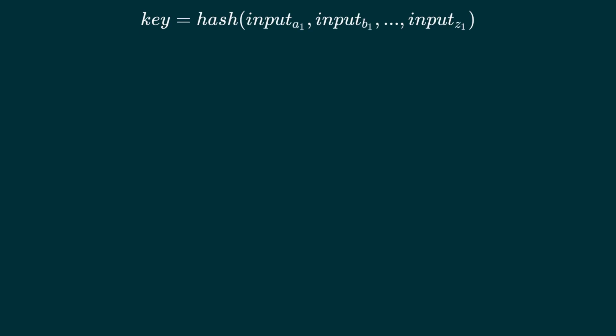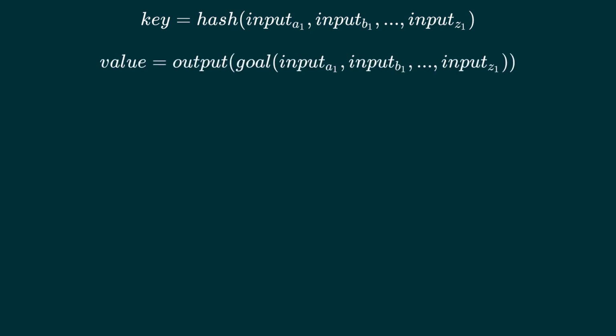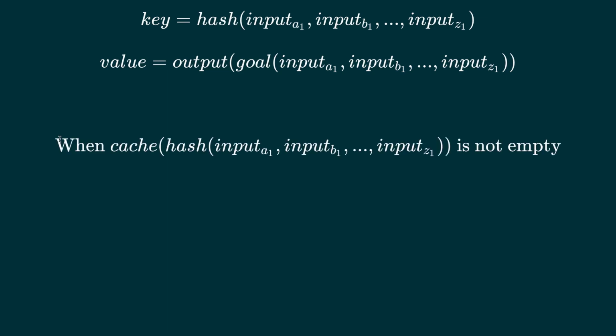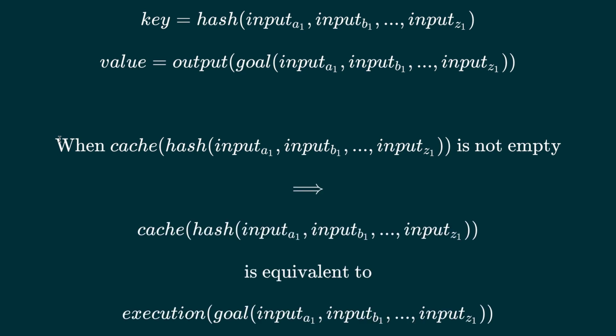A build cache is simply a key value store where each key is a cryptographic hash of goal inputs. And the value is the output of a goal with those inputs. Before a goal is executed, we can check for an entry in the build cache with the same cache key. If one exists, we can safely reuse the value of the entry as the goal output and avoid doing the time-consuming work of the goal.